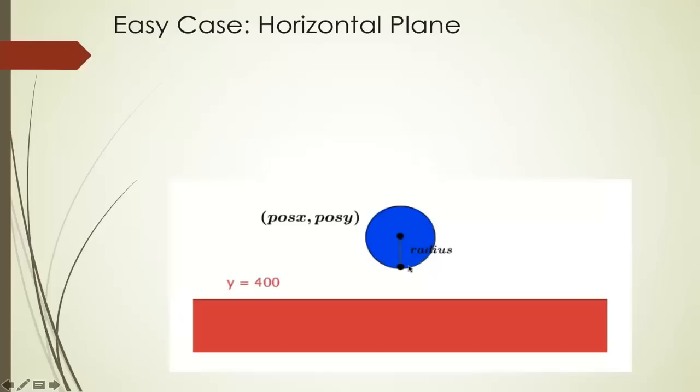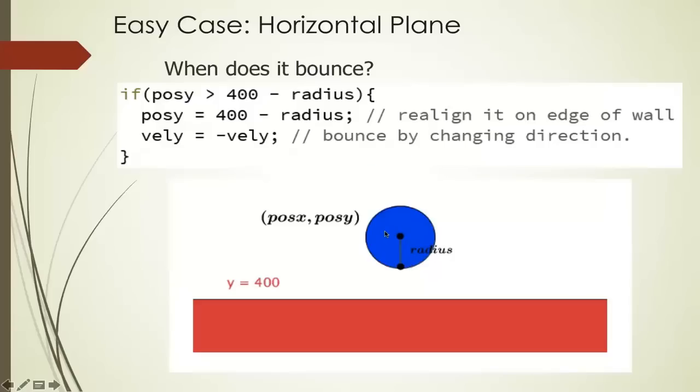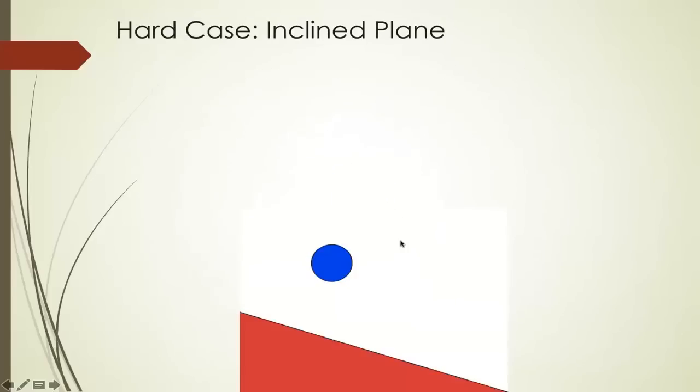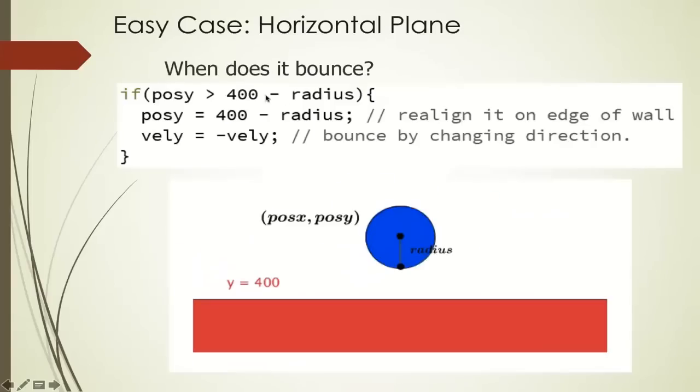So how do we know when the ball will bounce if the plane is horizontal? Well, it's very simple. You look at the y position, the vertical position, and the very first time that position is bigger than 400, which is the ground, minus the radius. Again, we're looking at the center of the ball, so you have to take 400 minus the radius. The very first time that it passes 400 minus the radius, then we bounce.